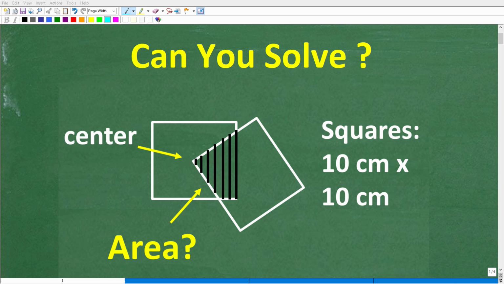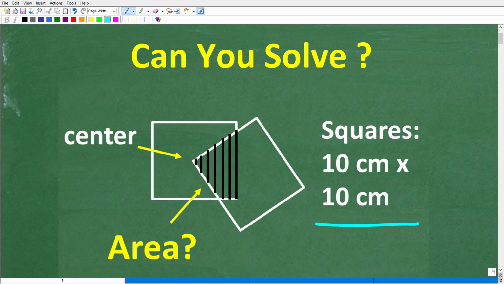So a lot of people are going to struggle with this unusual geometry problem, but I'm going to tell you right now that the solution is not that difficult. As a matter of fact, as long as you understand basic geometry, you should be able to solve this problem. Okay, so what do we have here?